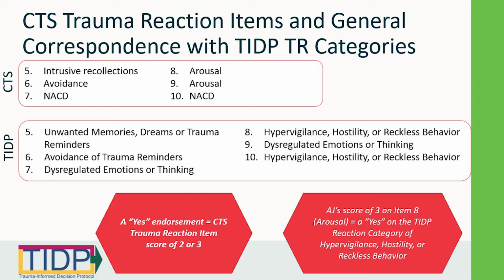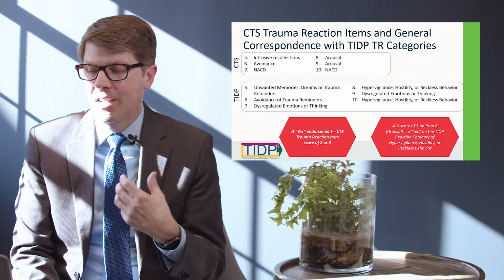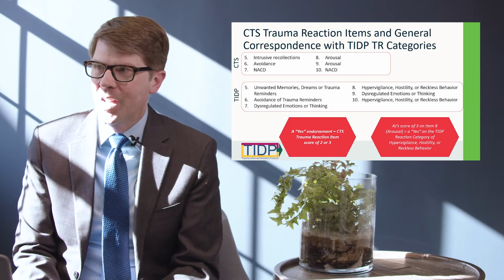And AJ also endorsed item number 10 as well. And since his friend was killed, AJ indicates that he feels increasingly alone and that he's isolated, and that idea that no one is really caring about him as well. Item number 10 fits into that negative alterations in cognition and mood, and is a great way then to flag on the TIDP that AJ has experienced hypervigilance, hostility, or reckless behavior as well.